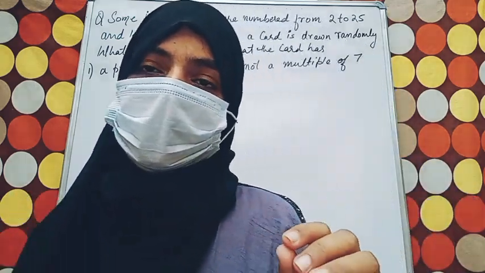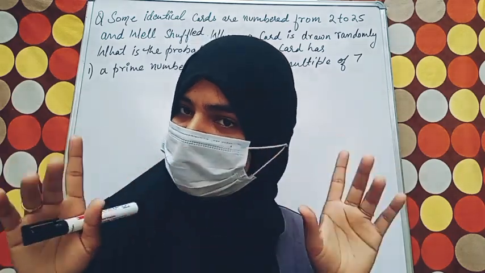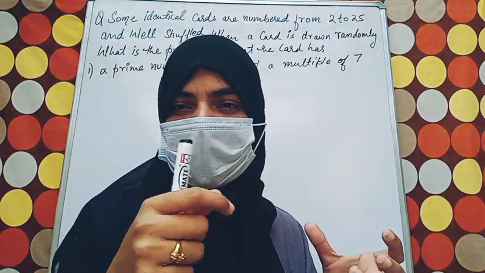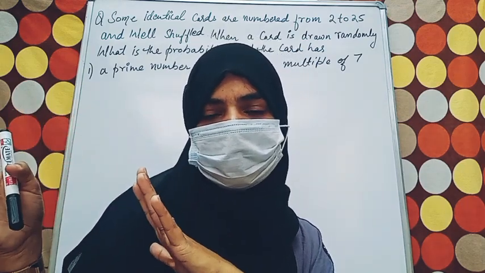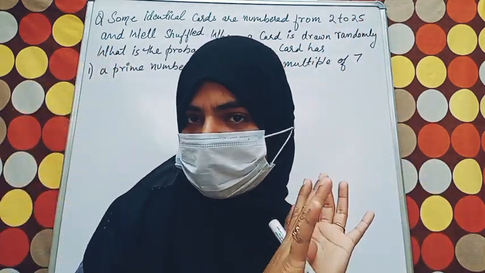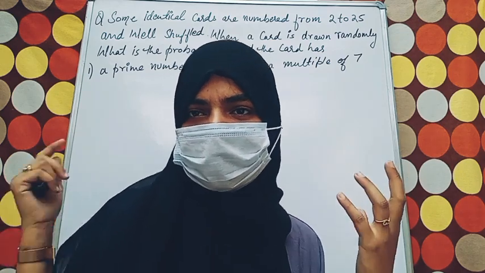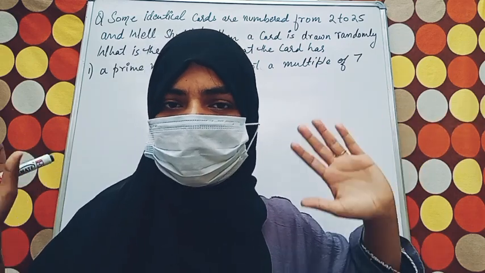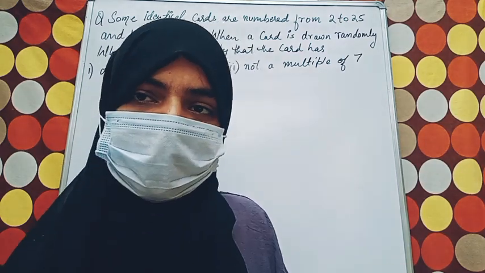See, what does it mean? It simply means that there are some identical cards available, and we are not talking about normal cards. So some identical cards are there, and their numbering is put on them. Fine. And they are asking what's the probability of getting a prime number, and the second part says not a multiple of 7. So we will be finding out the probability for that. So without wasting our time, let's get started.